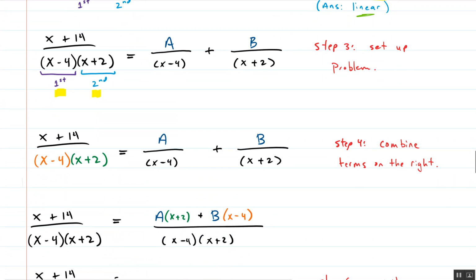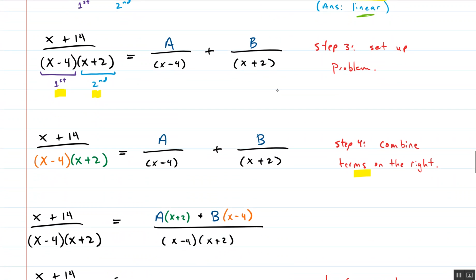So here we go. Step 4. What we want to do is combine the terms on the right. So we're combining this right here, the a over x minus 4 and the b over x plus 2. We can't combine those unless they have common denominators. So here we go with the common denominator stuff. So really we're just adding two rational functions here, right? Something that we just did a review on a little bit earlier. So we should be prepped and ready to go.